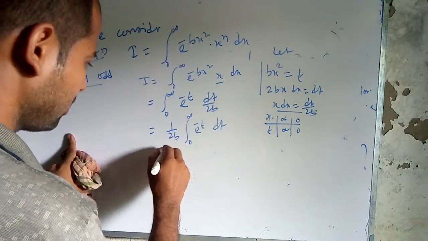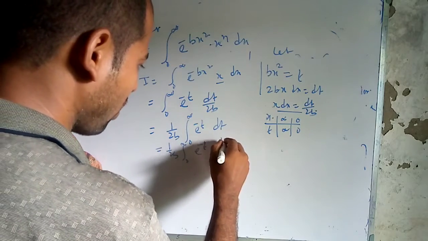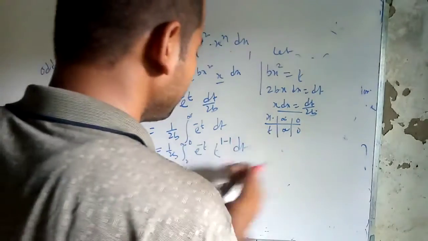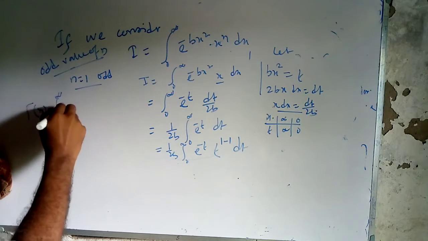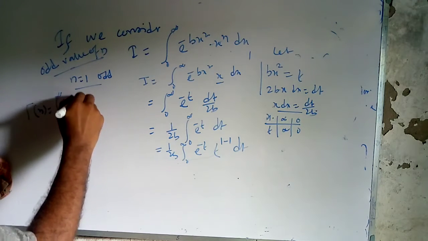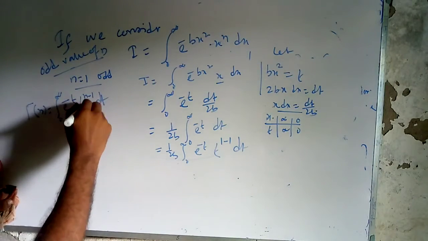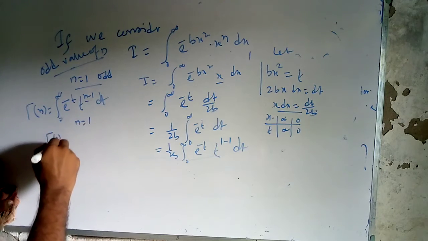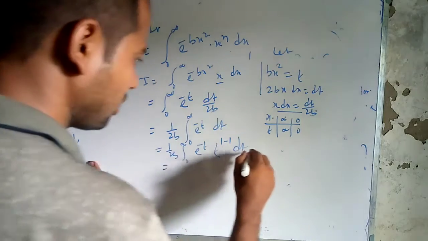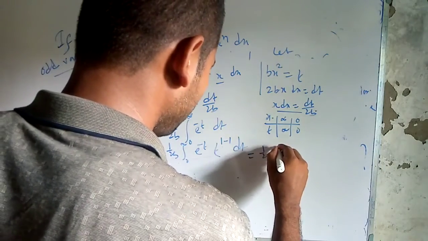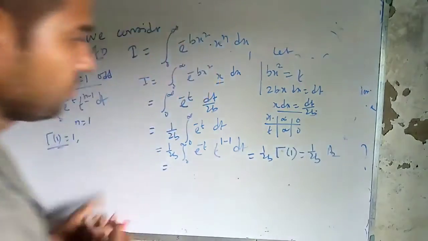You can write it as 1 by 2b times integral from 0 to infinity of e to the minus t into t to the power 1 minus 1 into dt, which is the gamma function. Gamma function n equals integral from 0 to infinity of e to the minus t into t to the power n minus 1 into dt. Hence here n equal to 1, and this is gamma function of 1, which equals 1. So this is 1 by 2b times gamma function of 1. The answer is 1 by 2b.